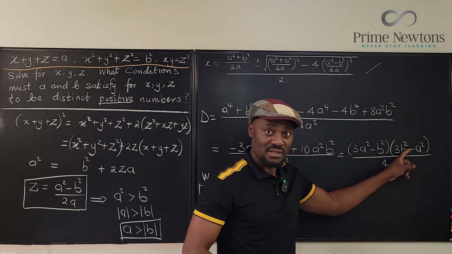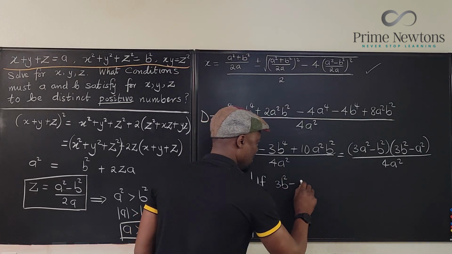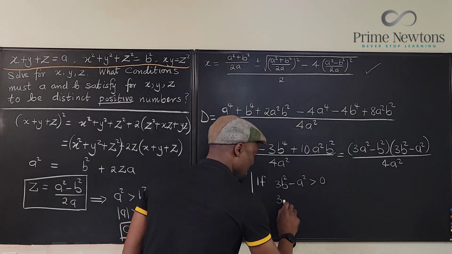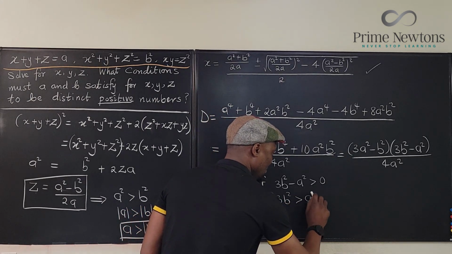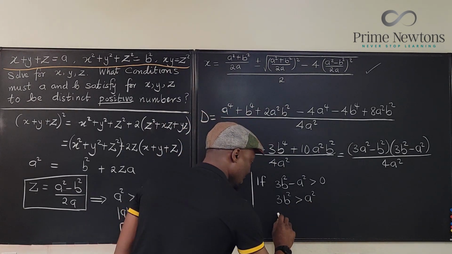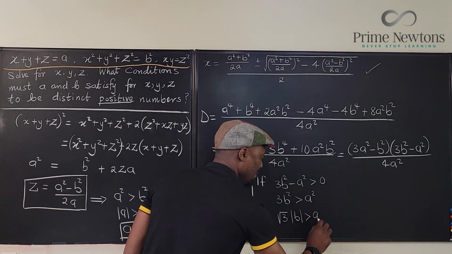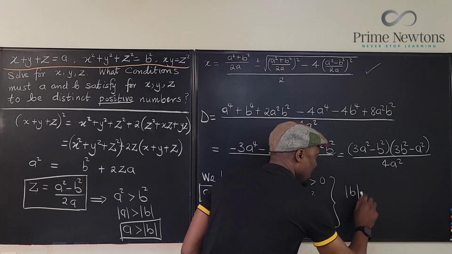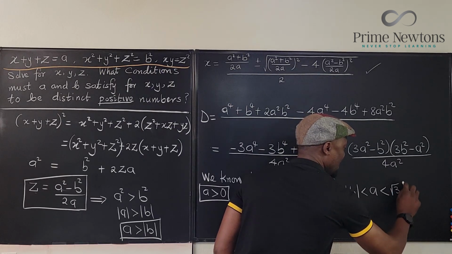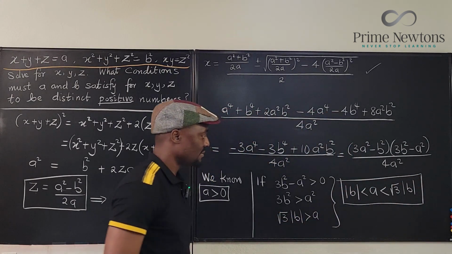So if 3b squared minus a squared is greater than 0, it means that 3b squared is greater than a squared, which means that if you take the square root of both sides, the square root of 3 times the absolute value of b is greater than a. The absolute value of b is less than a, and a is less than the square root of 3 times the absolute value of b. This is another condition.